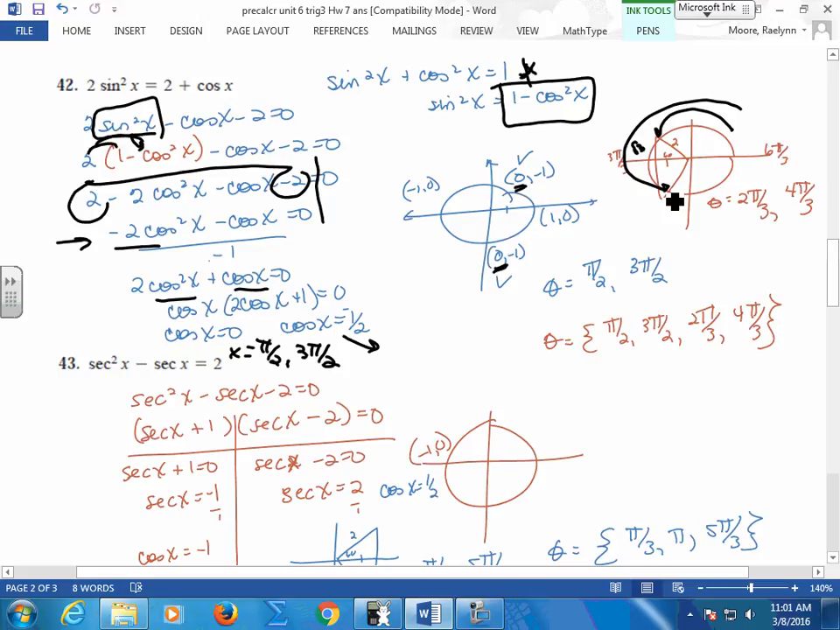And if you did it the other way, you would have to do 2 pi over 3 plus 2n pi, because it's not opposite each other. And you would have to do 4 pi over 3 plus 2n pi for all solutions. But since I only asked you between 0 and 2 pi, that was fine.